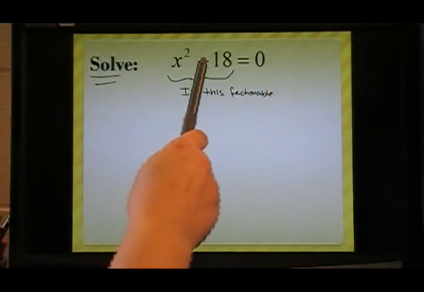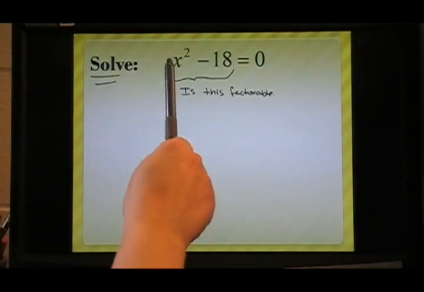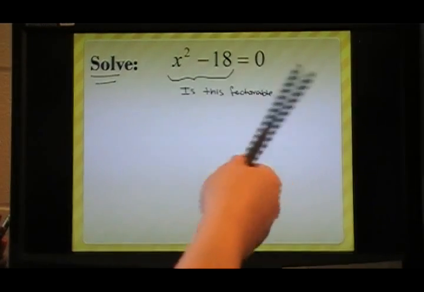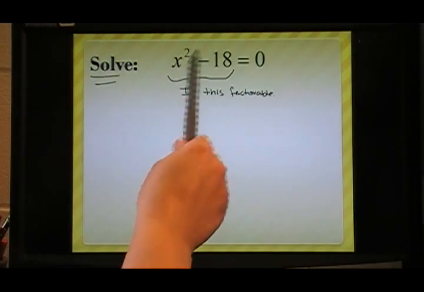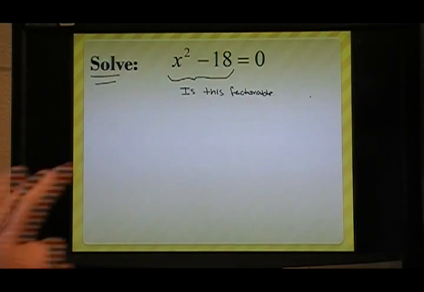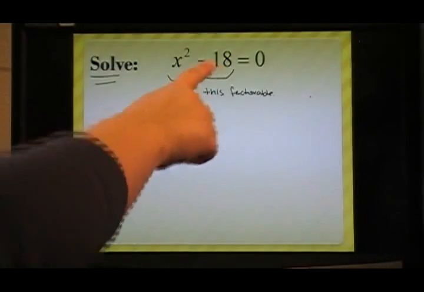Okay? And so when I'm looking at this expression, first of all I look for GCF. 1 and 18 are only divisible by 1. Factoring out a 1 does nothing. Here I have x's, here I don't. So there is no greatest common factor. Then I notice that it has 2 terms. Okay? 1 term, 2 terms.